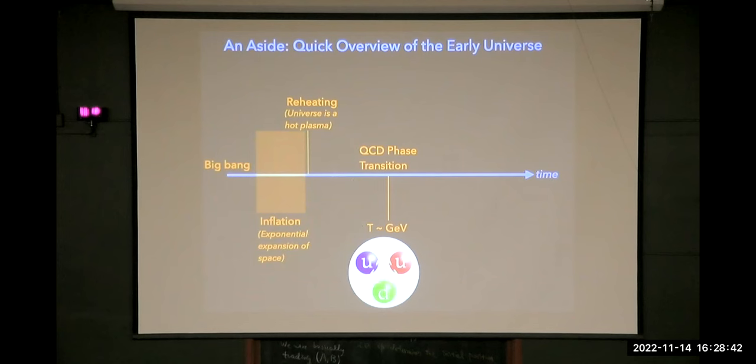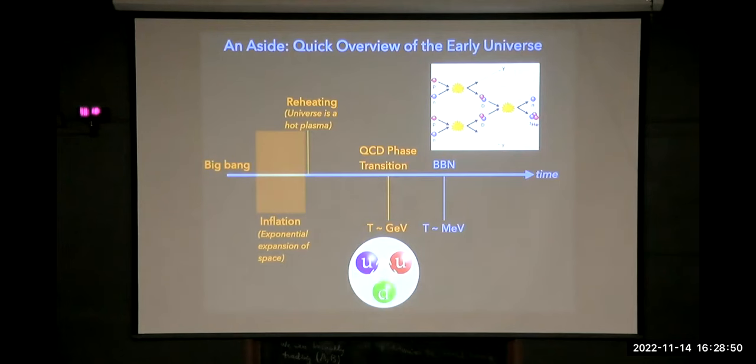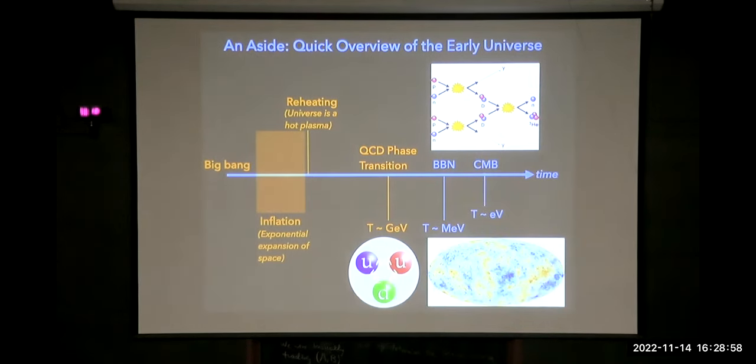That happened until we got to the QCD phase transition at a temperature of about a GeV, where quarks and gluons come together to form things like protons and neutrons. The next epoch we get to is that of Big Bang nucleosynthesis, where protons and neutrons come together to form light elements like deuterium and helium-3. And then we have the cosmic microwave background decoupling a little bit below an eV, giving us today beautiful pictures like this.